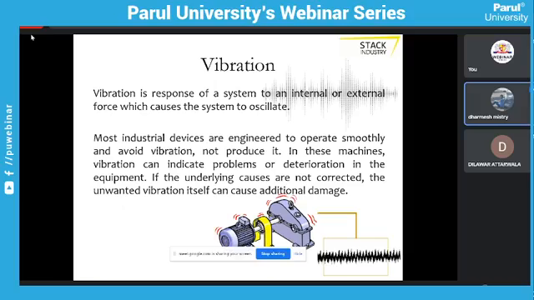So vibration is the response of a system to any internal or external force in a machine. For example, in our vehicles also, if there is a problem in the wheel bearing, or dust has gone into it, our bike or car starts vibrating. Many problems are created due to vibration. It will start rubbing, or it will start deteriorating the bearing, and there are many problems which can occur due to these small issues.